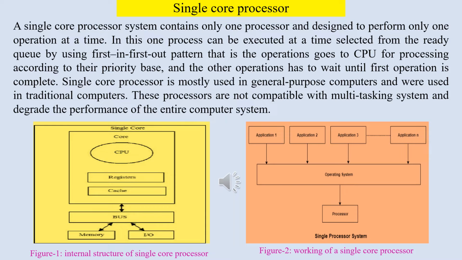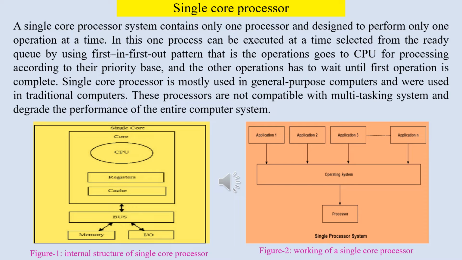Single core processor is mostly used in general purpose computers and was used in traditional computers. These processors are not compatible with multitasking and degrade the performance of an entire computer system. Here figure 1 shows the internal view of a single core processor that contains registers and cache that is communicating with memory and input output with bus, whereas figure 2 describes the working of a single core processor.